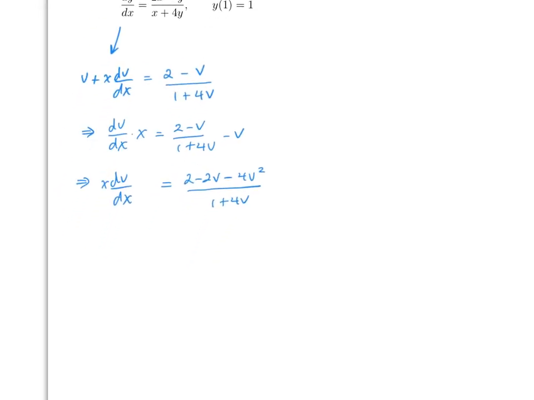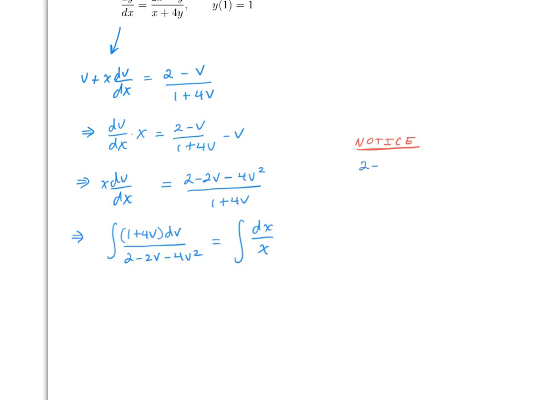Then if we separate the variables, which we did for the last 2 examples, we'll end up with the integral of 1 plus 4v, all of this dv, divided by 2 minus 2v minus 4v squared equals the usual dx over x. Now this integral looks a little more threatening or annoying than the previous ones. So therefore, notice the following. There is not a unique way to solve the integral, but this factoring is going to make life a little bit easier, and this is what I mean.